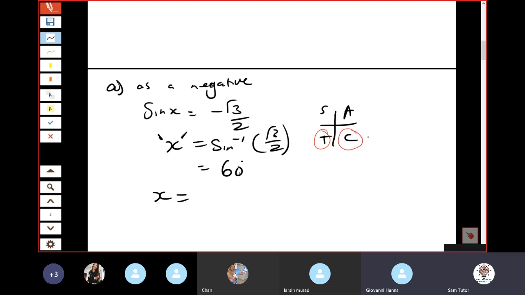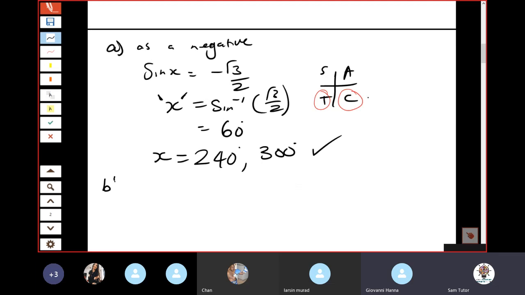Do you want to tell me what my answer is now for x? 180 plus 60, so 240. Yeah. And then 360 minus 60, so 300. Done. And then if you want to check it, Giovanni, just put sine 240 in your calculator. You'll get negative 0.866. Put sine 300 in your calculator. You'll get negative 0.866. You can double check that, and I promise you that'll be right. Yeah, it is. Good job.